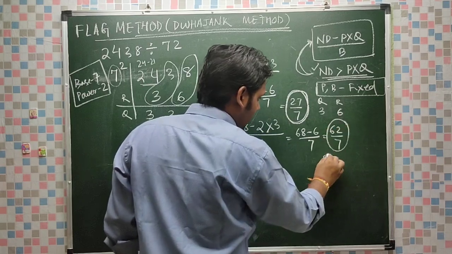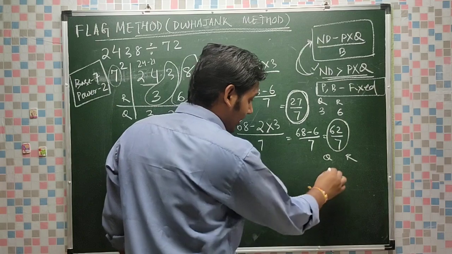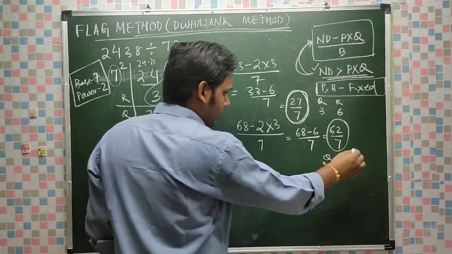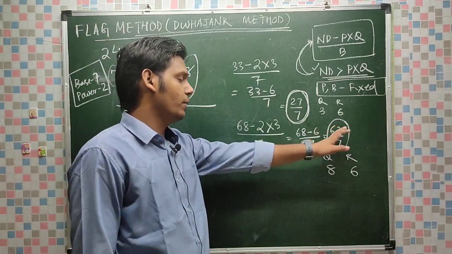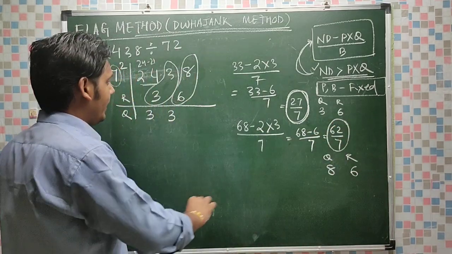From here again I will get the quotient and remainder. 7 8s are 56, and 6 is the remainder. 7 8s are 56, 62 minus 56 is 6. So 8 I can take.